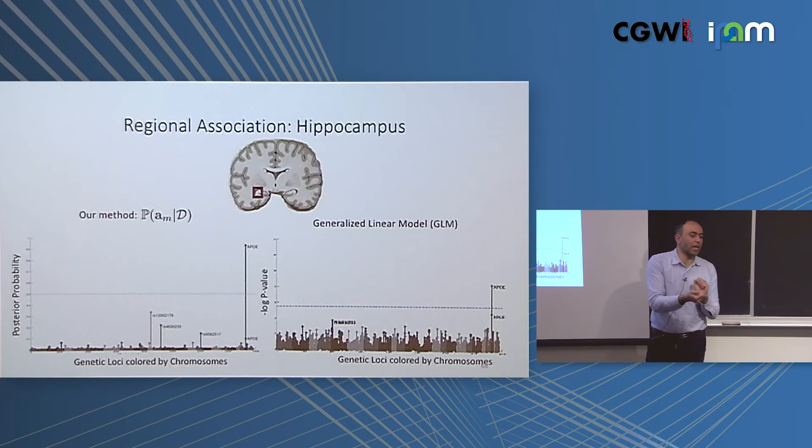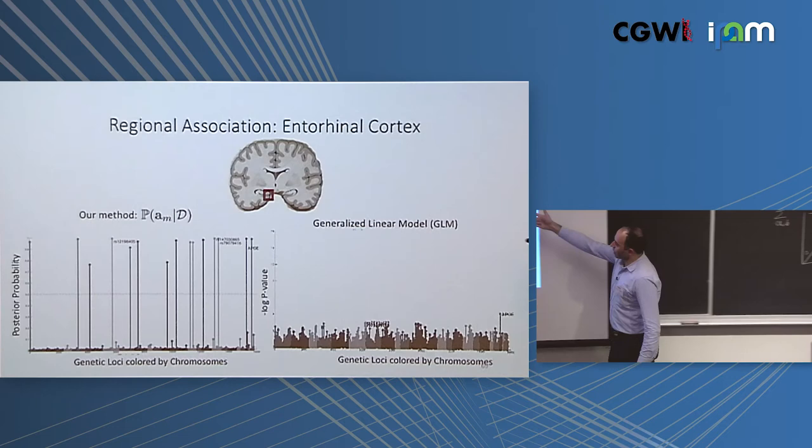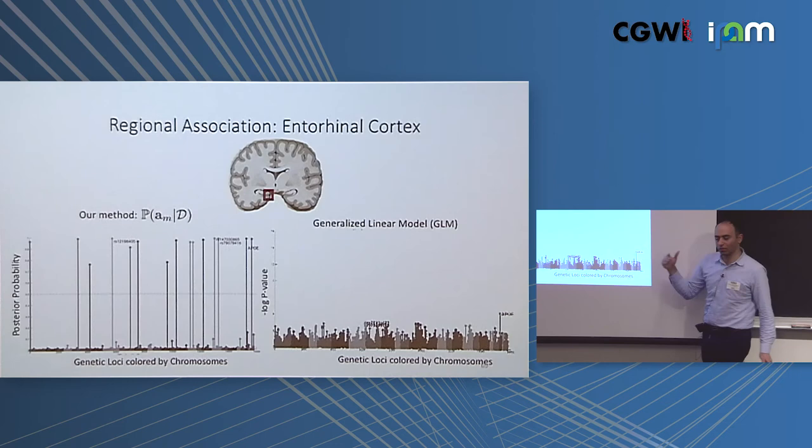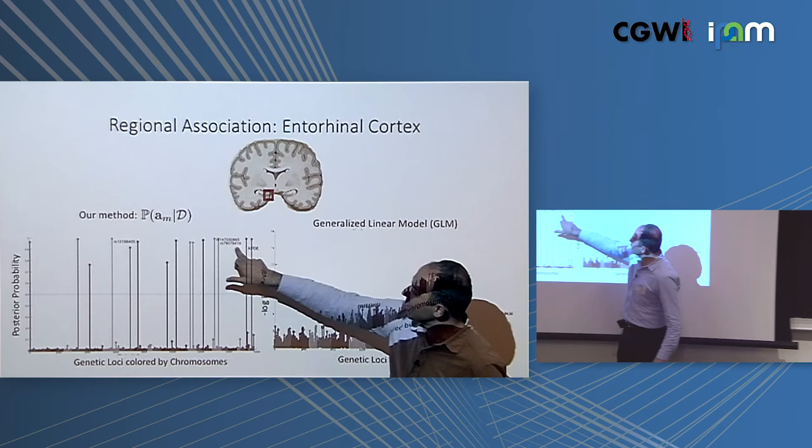But for another region that our model also showed is important, called entorhinal cortex, if we perform the genetic association, we only see the suggestive association with the genetic variant called APOE, which is probably the most important genetic variant for Alzheimer's disease, while our model picks APOE and a few other genetic variants. And we can do that for all of these brain regions.